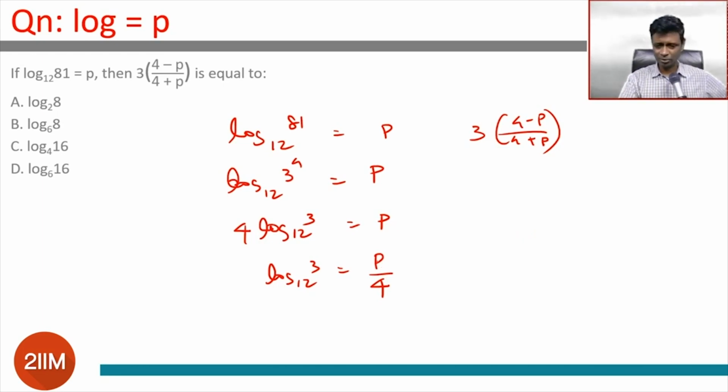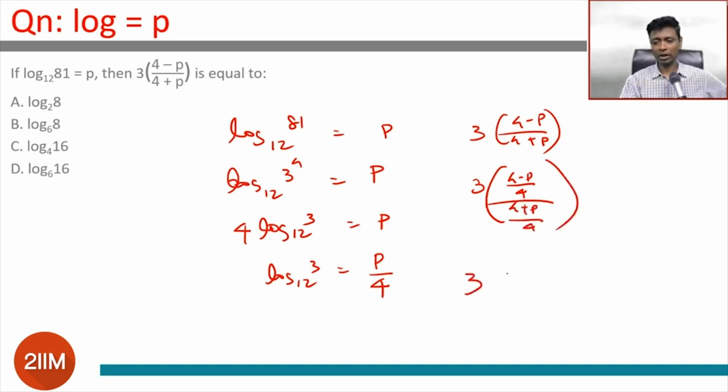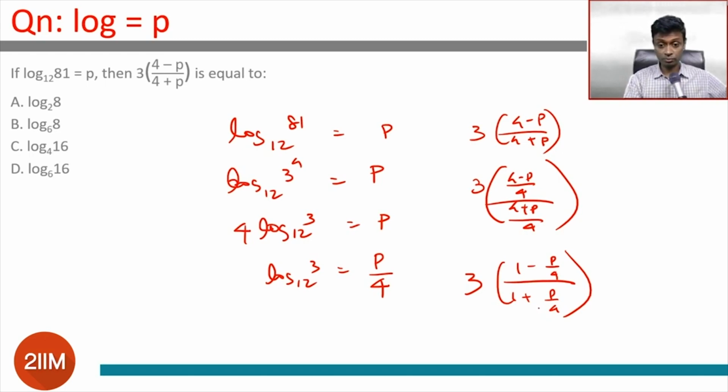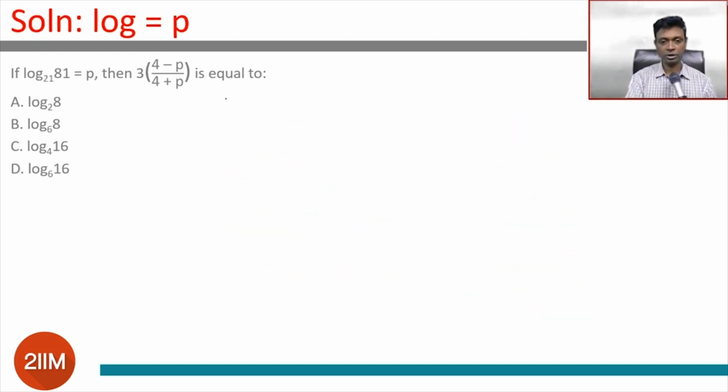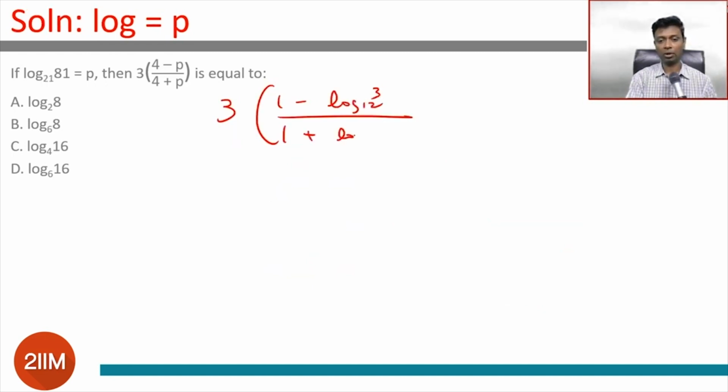We can get p in terms of logarithms and then simplify. But this p by 4 is a very interesting number, because this can be written as 3 times (4 minus p by 4) by (4 plus p by 4), or 3 times (1 minus p by 4) by (1 plus p by 4). This is wonderful, because we know p by 4 is log 3 to the base 12. So this number becomes 3 times (1 minus log 3 to the base 12) by (1 plus log 3 to the base 12).